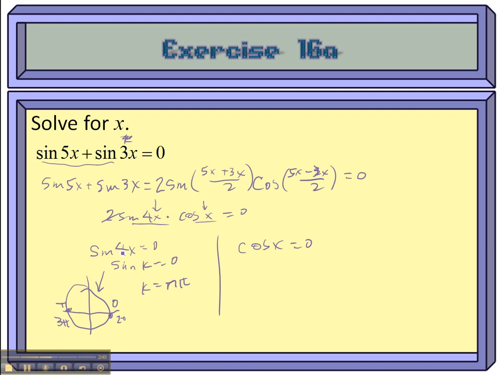But I don't want k, I want 4x. Substitute that back in. Just divide both sides by 4, so x equals n pi over 4. There's all of those answers.